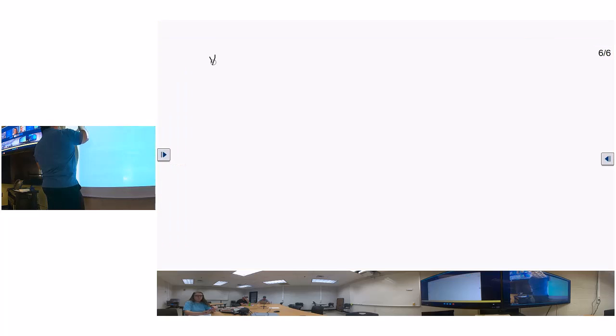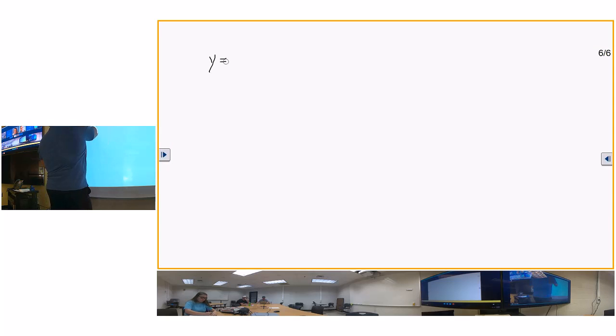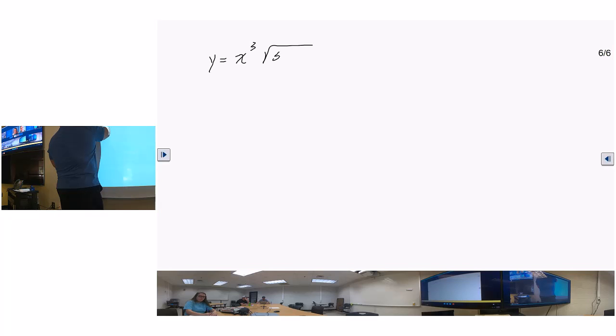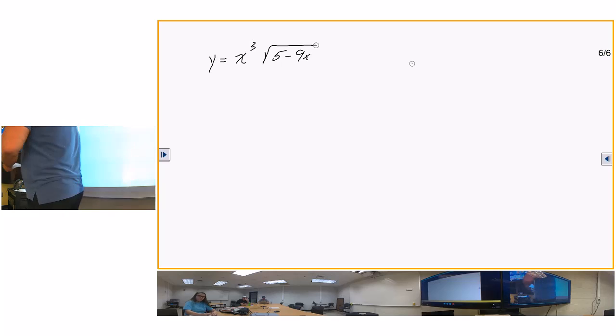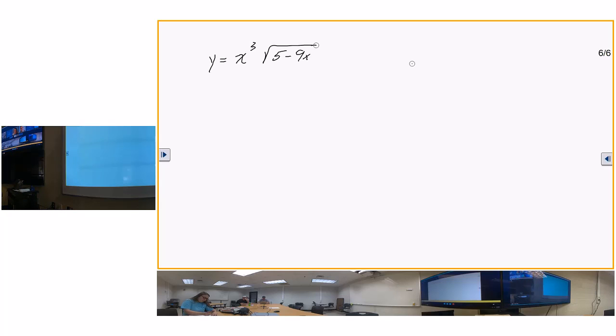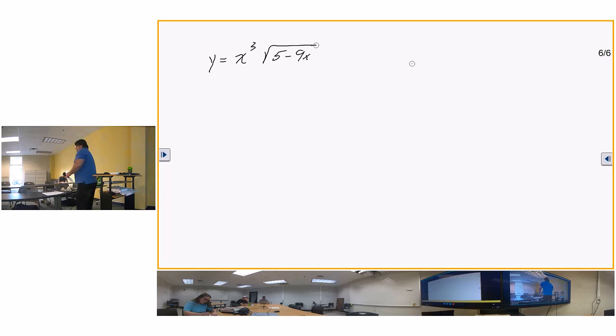Y is equal to x to the third times the square root of 5 minus 9x. Do it both ways. Now this is a good one to work on for practice because this has got everything in it. If you can do this one both ways without a problem, then you've got 3.9 down pat. But you got to be able to do it both ways.